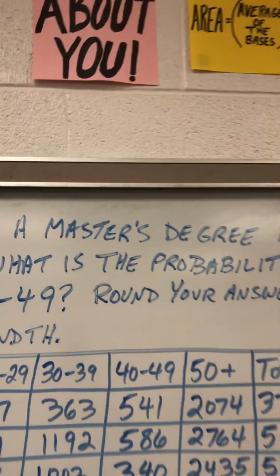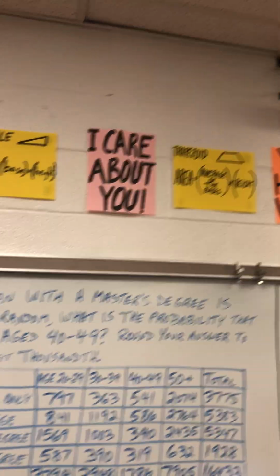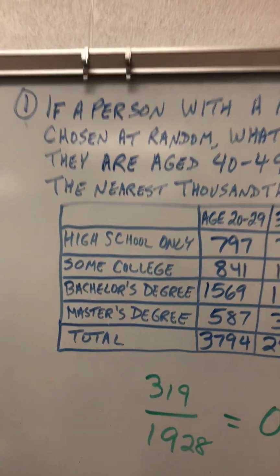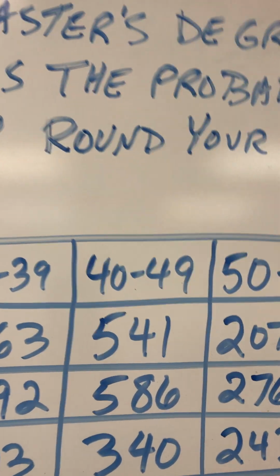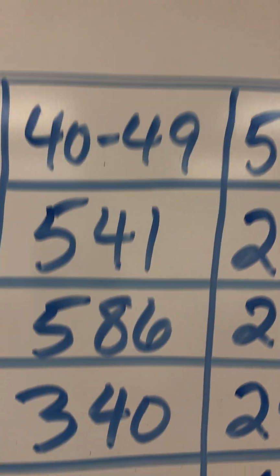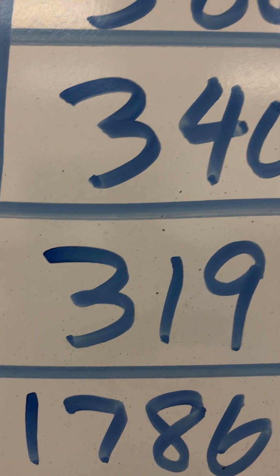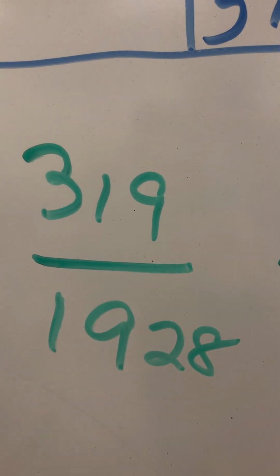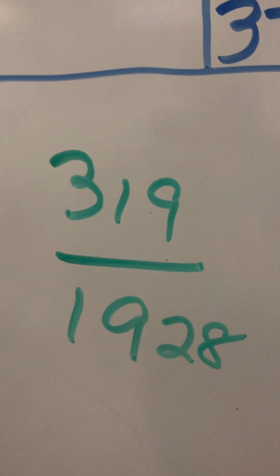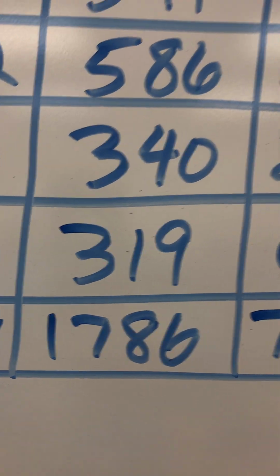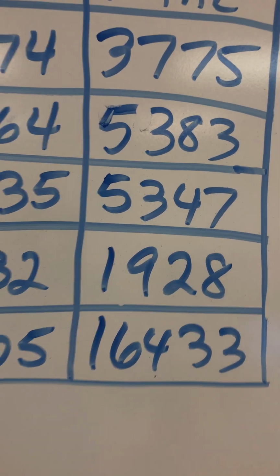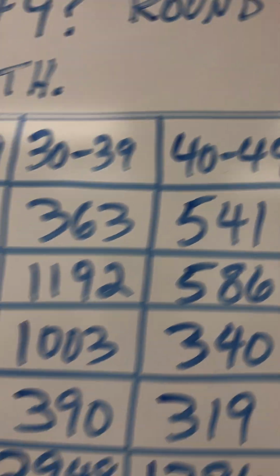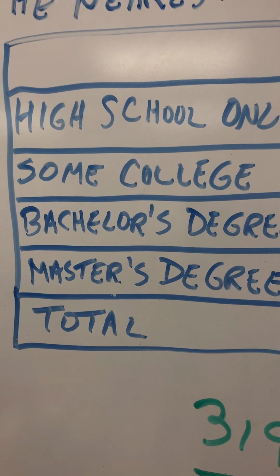If the person has a master's degree, what is the probability that they are aged 40 to 49? So master's degree, and then 40 to 49, how many are 40 to 49? It's going to be 319. So all you got to do is take 319 divided by 1,928. 319 divided by the 1928, okay? Because we're taking the 40 to 49-year-olds that have a master's degree, okay?